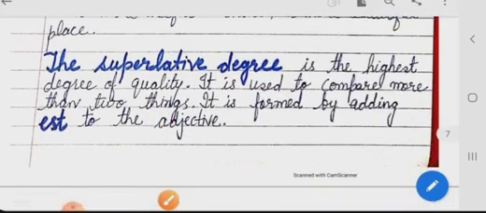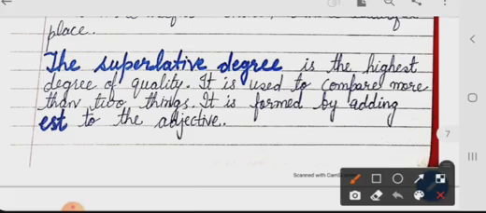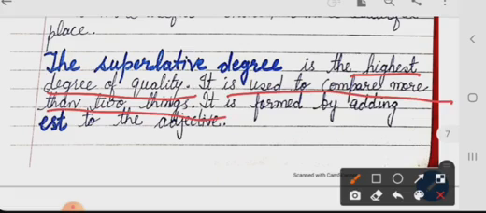The superlative degree is the highest degree of quality. Yes, जब आपको हाइएस्ट डिग्री शो करनी है क्वालिटी की, then you use superlative degree. It is used to compare more than 2 things. 2 से ज़्यादा चीज़ों को कंपेयर जब आपको करना हो, then you use superlative degree. It is formed by adding EST to the adjective. यहाँ पे आप EST वर्ड जोड़ के एडजेक्टिव को फॉर्म करते हैं सुपरलेटिव डिग्री में.